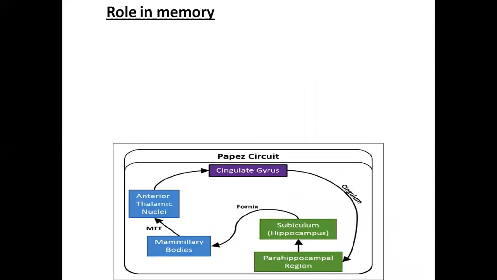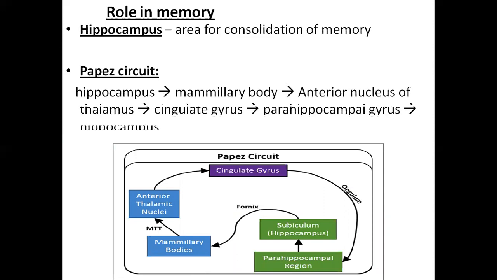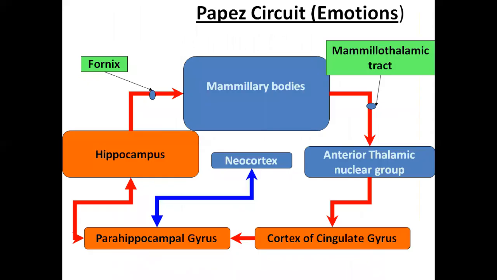The role in memory is the Papez circuit. I already spoke about this. It is your cingulate gyrus, your hippocampus, your mammillary bodies, and your anterior thalamic nucleus. So the hippocampus is the area for consolidation of memory, and the Papez circuit is this process. In detail, we will see the Papez circuit playing a role in emotions.